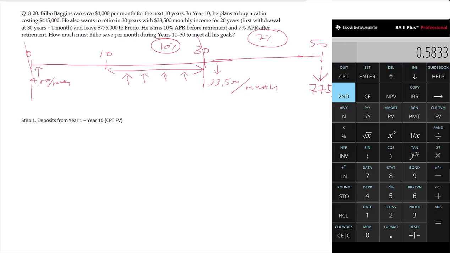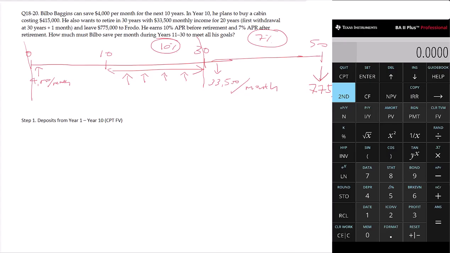So step 1. Step 1 is deposits from year 1 through year 10. Meaning that, in your account, by making deposits of $4,000 every month, how much will you have in your account at the end of year 10? So to do so, we would like to solve for the future value, right? Year 10 is obviously a future from year 0. So let's just start from there.